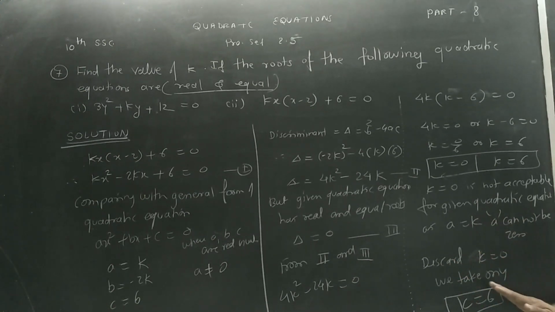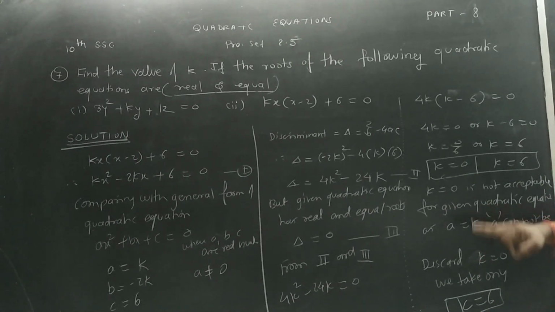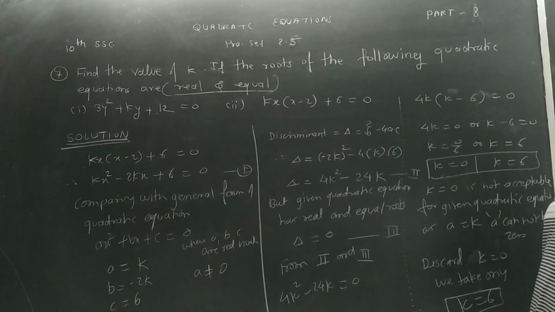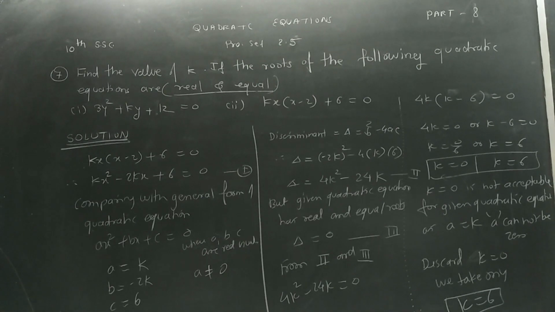We take k is equal to 6. Answer is only k is equal to 6. We cannot take k is equal to 0. Have you understood this properly? Copy it down. Okay, pause the video, copy it down. Try to understand it once again and practice it once on rough paper. Copy down. Have you understood this?